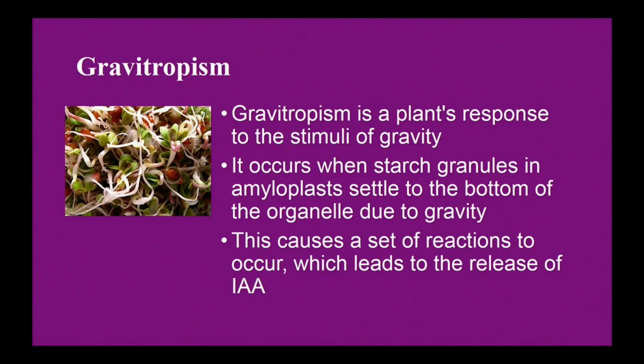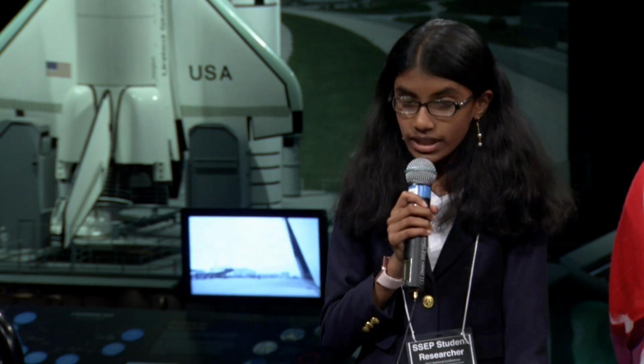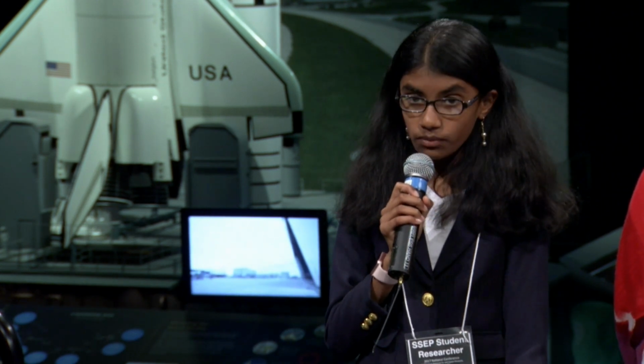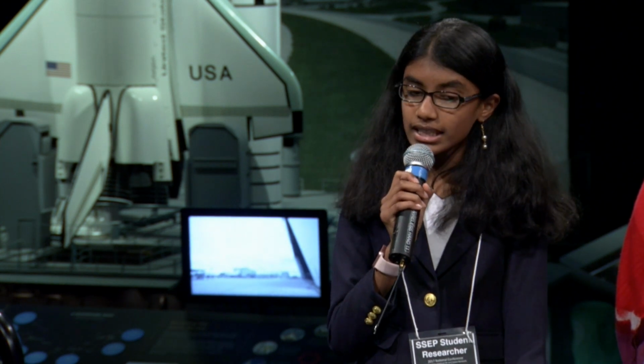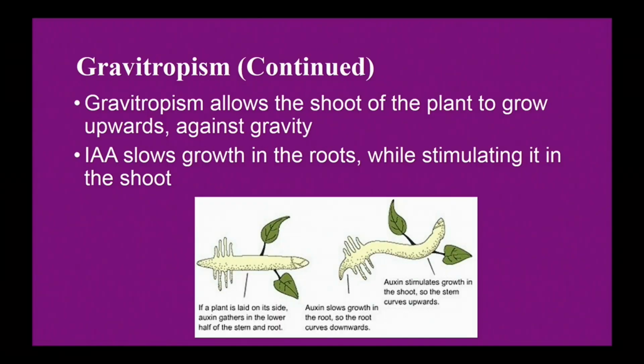In our experiment, we will be trying to understand how gravitropism varies between gravity and microgravity. Gravitropism is a plant's response to the stimuli of gravity. When amyloplasts, a type of organelle, settle to the bottom of a plant cell due to gravity, they touch the endoplasmic reticulum of the cell. The endoplasmic reticulum, in response, releases calcium ions. The calcium ions trigger the release of indole acetic acid, a type of auxin. In the roots, this slows the growth in the bottom side, causing them to curve.